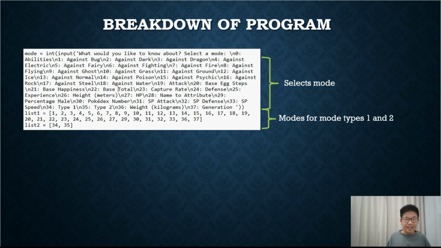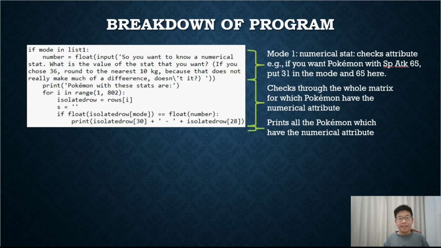So first, you have to select the mode. What would you like to know about? Select the mode. There will be 2 lists, modes for mode types 1 and 2. The vast majority of these are numerical stats, and list 2 only has 2, which in this case is type. Let's talk about mode 1. It's by far the largest category, and it deserves the most mention. Mode 1, numerical stat, checks attribute.